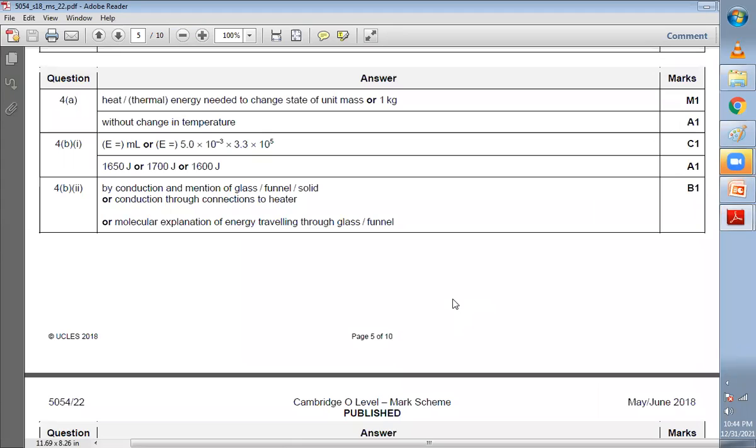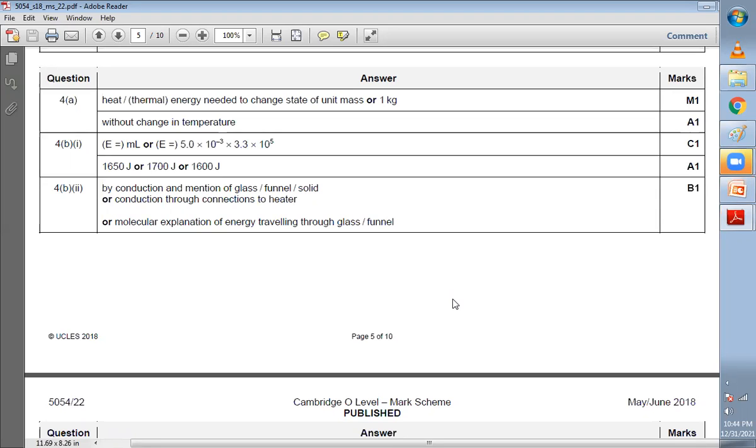Okay, so question number 4, A part, you can see heat, thermal energy needed to change state of the unit mass or 1 kg without change in temperature. It's very important to mention without change in temperature. If you do not mention that, you will not get full marks for the definition. So E is equal to ml. Our final answer is right, 1650 joules.